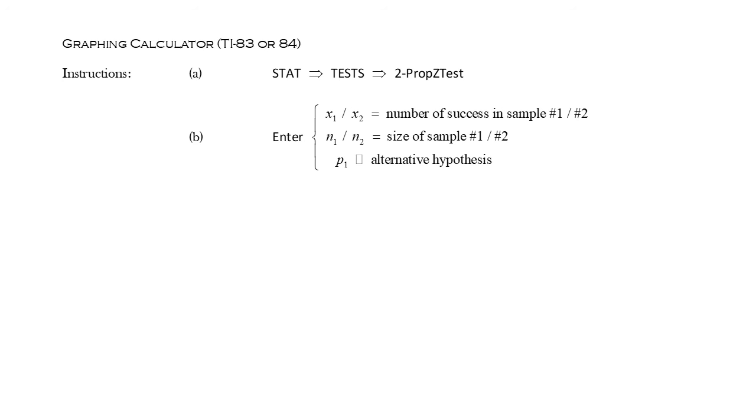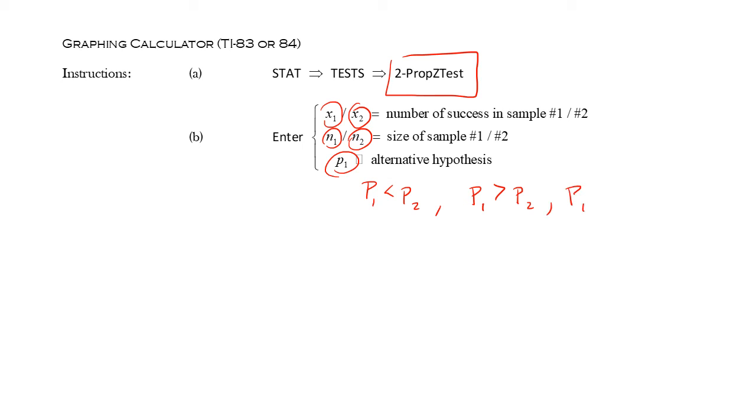Here we have the calculator formula that we just used, entering each of the sample data between our two samples and the form of our alternative hypothesis. Right, so either P1 is less than P2, P1 is greater than P2, or P1 is not equal to P2. So one of those forms.